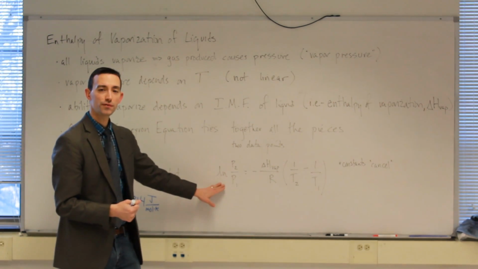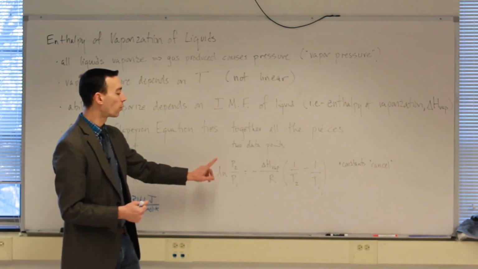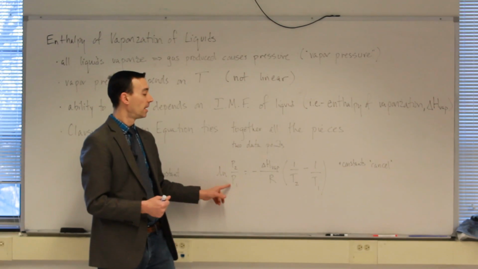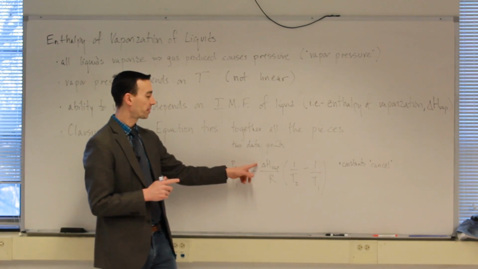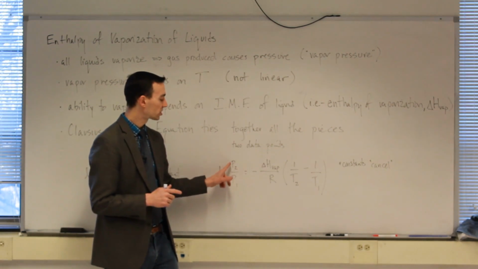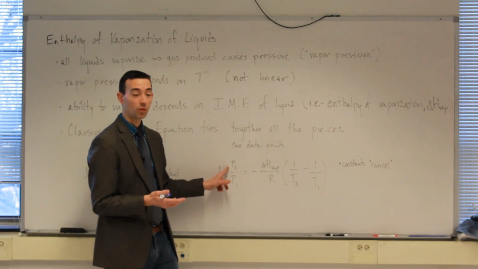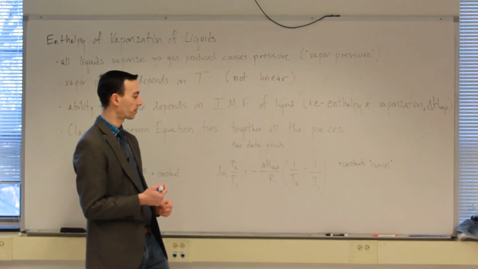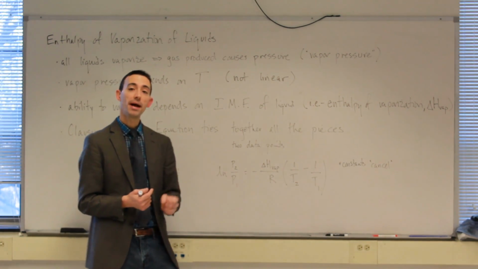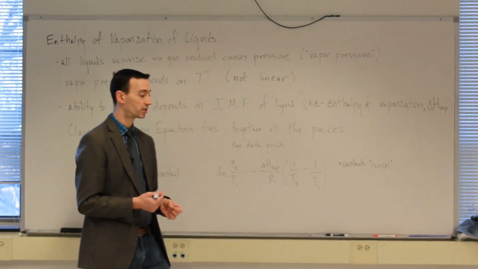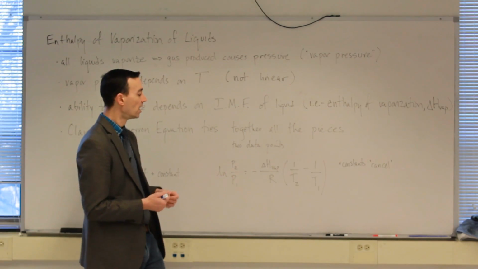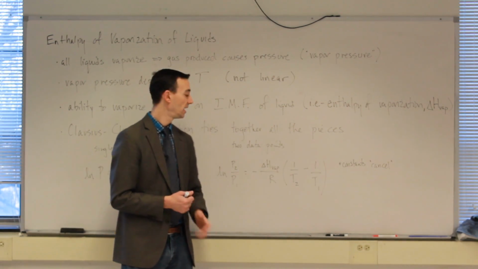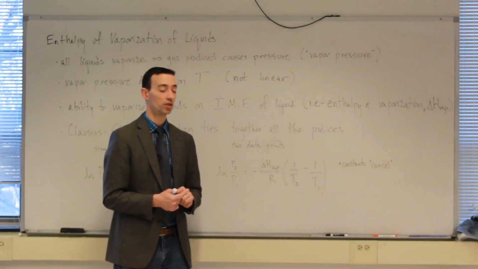This is a useful form: once we know one vapor pressure at a particular temperature, if we know the enthalpy of vaporization, we can solve for another vapor pressure, or perhaps what temperature we need to create a particular vapor pressure. Or if we measure two vapor pressure points, we could calculate the enthalpy of vaporization. All right? So that's often how this is used.